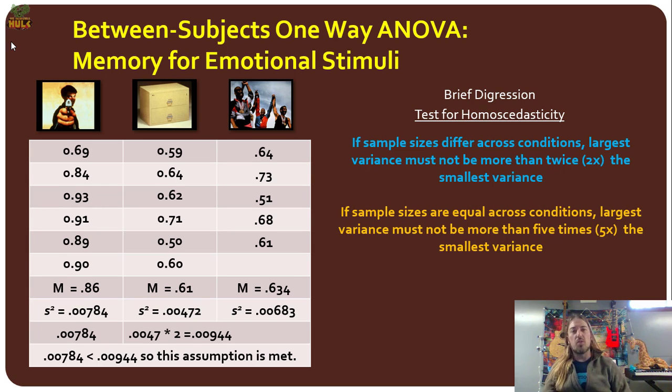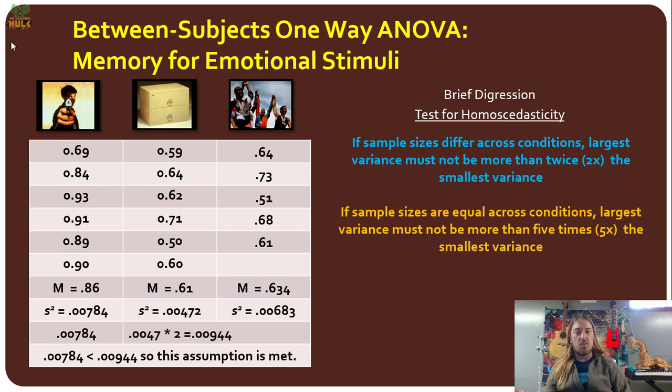Excuse me, the slides keep wanting to advance. We have a value there of 0.00472. That's lower than any of the other ones, so we compare it to our largest. The largest is 0.00784. The rule says not 2 times the largest, excuse me, the smallest, so we take that smallest variance and multiply it times 2.